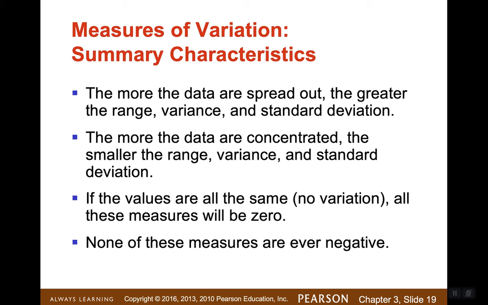But what we will see is the more the data is spread out, the bigger the range will be, and also the greater the variance and the greater the standard deviation, because the range, the variance, and the standard deviation are all tied together. The more the data is concentrated, the smaller the range, the variance, and the standard deviation will be. If all the numbers are exactly the same, say everything was the number 2, the range, the variance, and the standard deviation would all be 0.